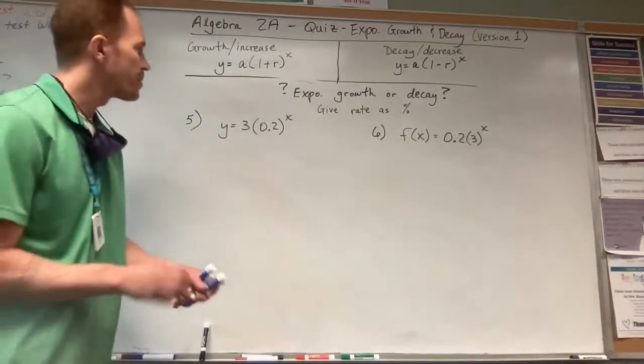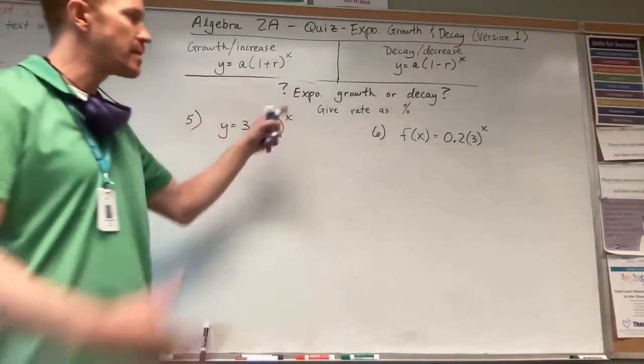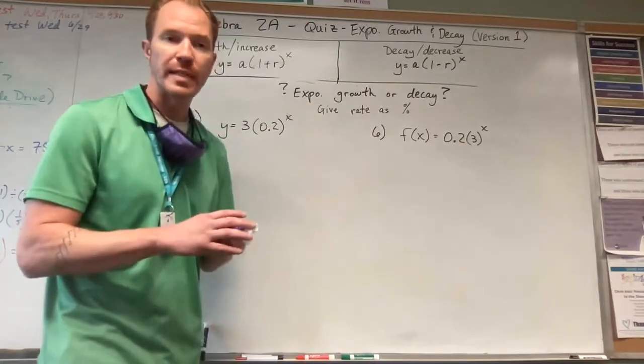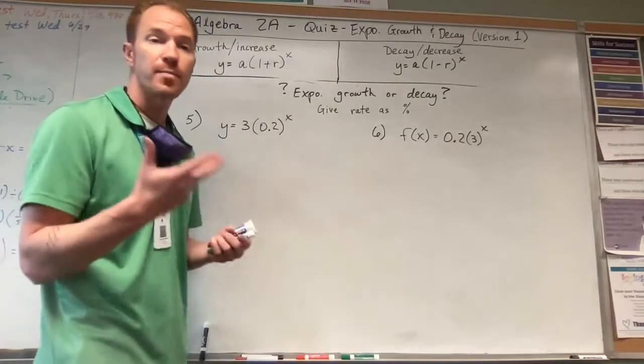All right, here we go. Finishing up that quiz, numbers 5 and 6. So both of these, we have the question of is this equation representing exponential growth or is it representing exponential decay? And then we'll give the rate of growth or decay as a percent.